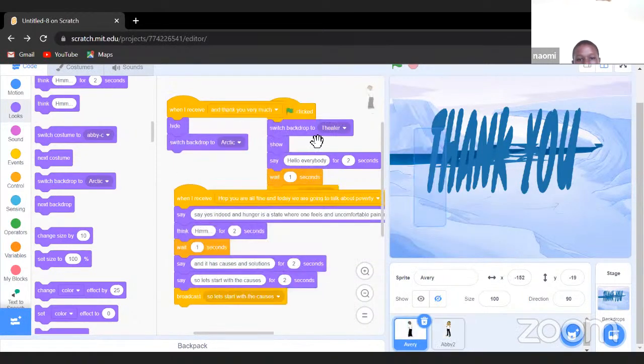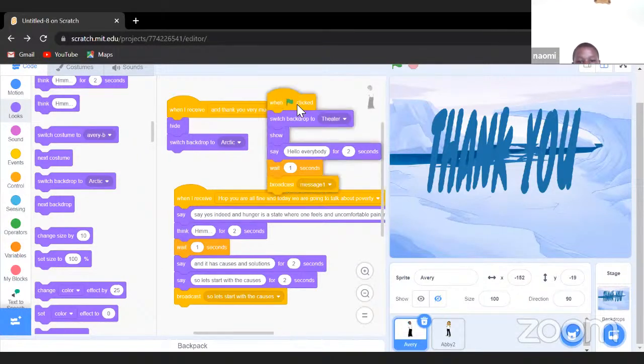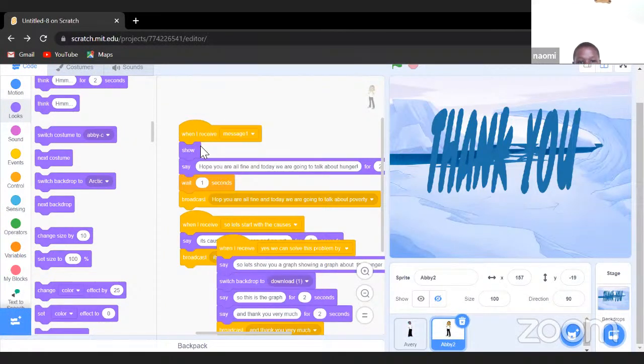Like I said, when the green flag is clicked, then switch the background to the theater and then let us show. Since in the ending code I made the main character hide, so let us show and say hello to everybody. Wait for 1 second and then broadcast the first message. And when Abby receives the first message, she should show, and then she will say, hope you're all fine today, and we're going to talk about hunger for 2 seconds, then wait.